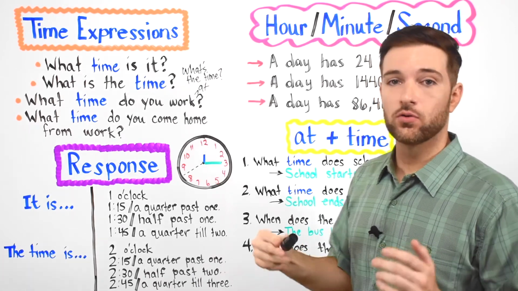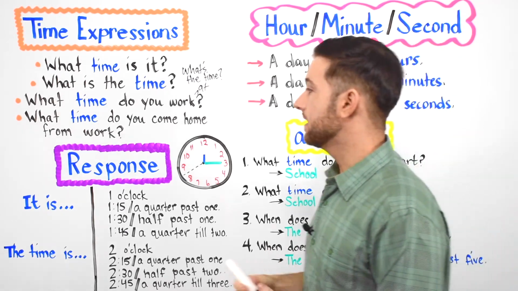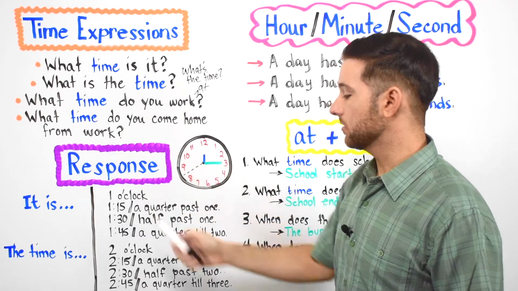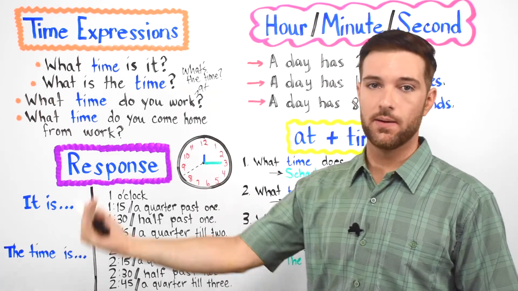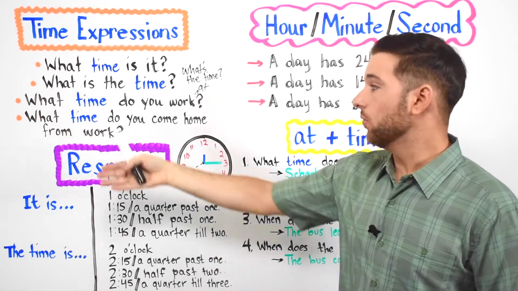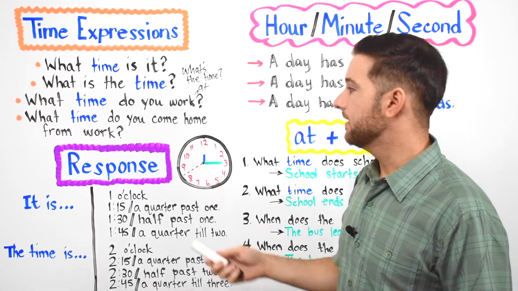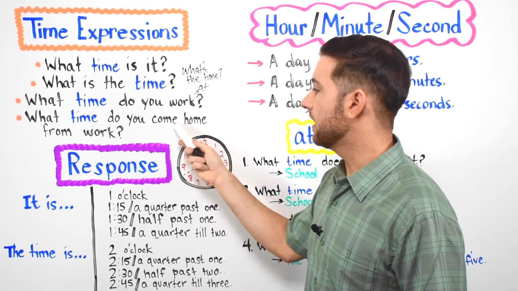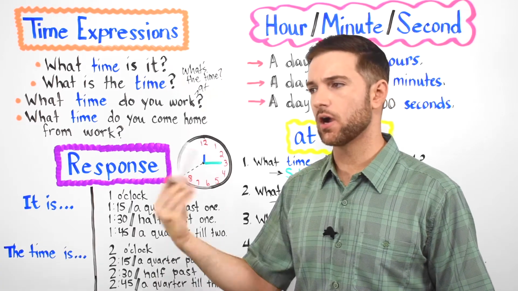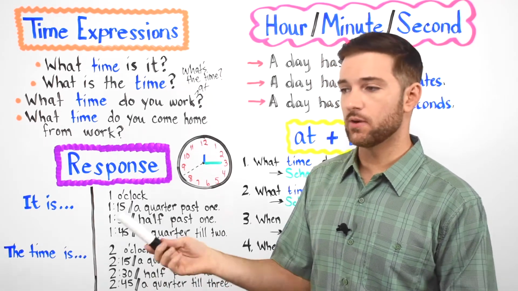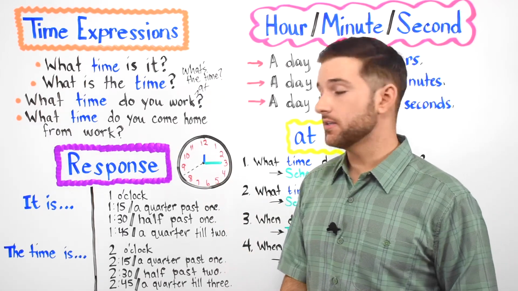Or for example, if you want to know what time somebody comes home from work, you can say, "What time do you come home from work?" Like you come to your house from work. And notice that here we have the verb to come home. You go to your house from somewhere else. You were at work, so you come home. You went to a restaurant, but you come home. Okay, to come home.